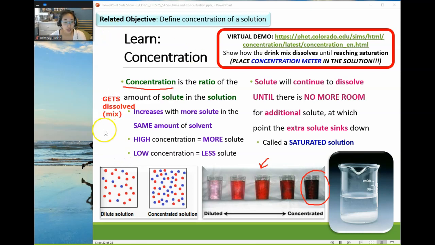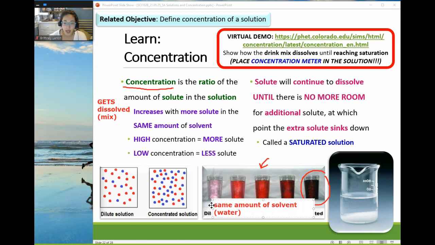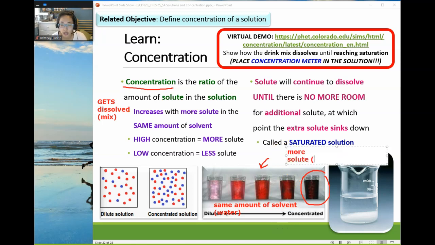Now, concentration is going to increase with the more solute that you have for the same amount of solvent, right? So if I have just 1 cup of water and I'm adding more and more of the solute, then it will become more concentrated, just like we see right here, right? These all have the same amount of solvent, which is our water. But as we can see over here, we have more solute, which is our drink mix, and that makes it more concentrated.